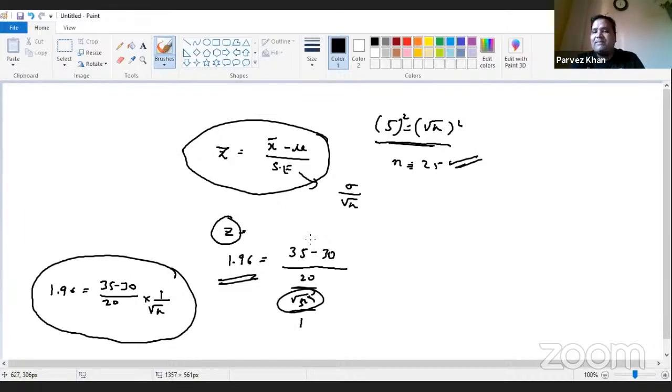Then some sampling related questions they'll ask in theory, because I have taught you sampling methods, right? What is standard deviation, types of sampling methods, and also correlation. So you have to be thorough with the basics, the concepts.